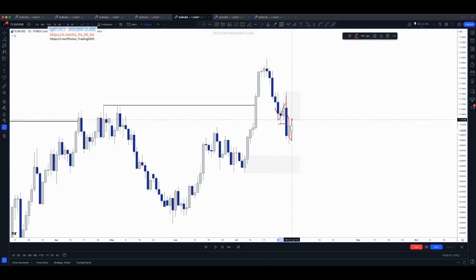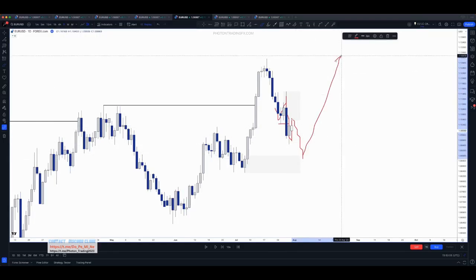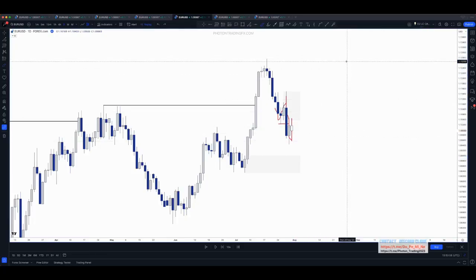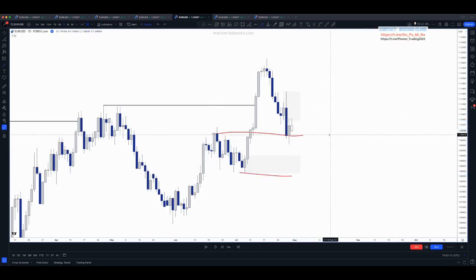Cause a break of that fractal low, and potentially there's room to come into this pivot demand before we potentially see the continuation of that swing trend. Or of course, we're mitigating this daily range. So there's a bit of bullish pressure coming in.